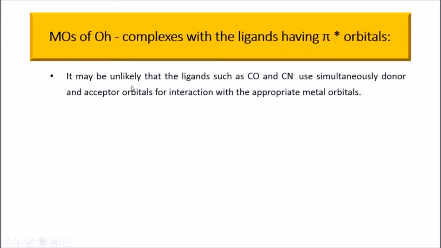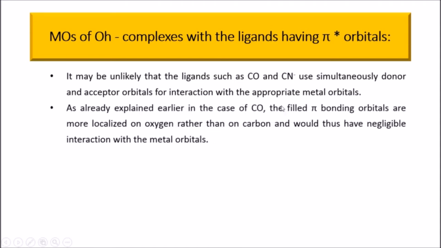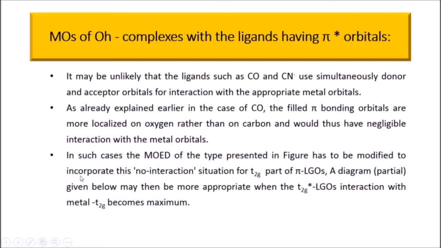It may be unlikely that ligands such as carbon monoxide and cyanide simultaneously use the donor and acceptor orbitals for the interaction with appropriate metal orbitals. As already explained earlier, in the case of carbon monoxide, the filled pi bonding orbitals are more localized on oxygen rather than on carbon, and would thus have negligible interaction with the metal orbitals. In such a case, the MOED of the type presented in the earlier figure has to be modified to incorporate this no-interaction situation for the T2g part of the pi LGO.